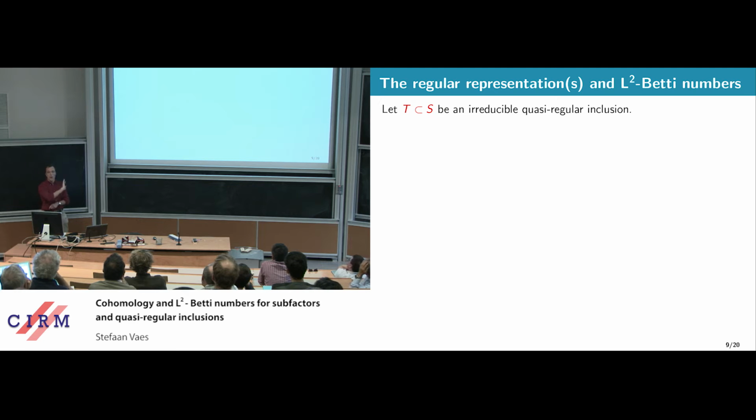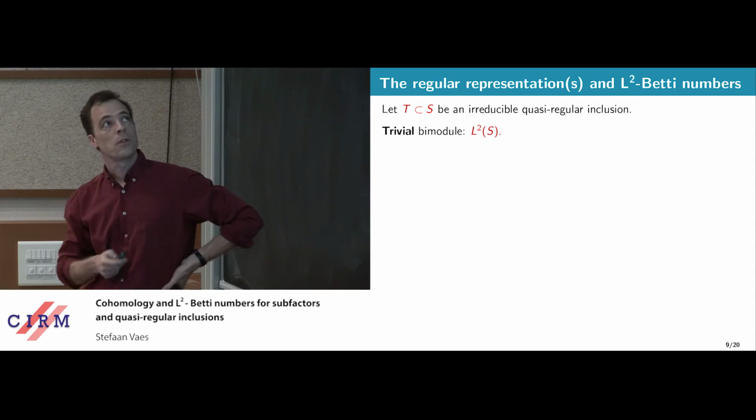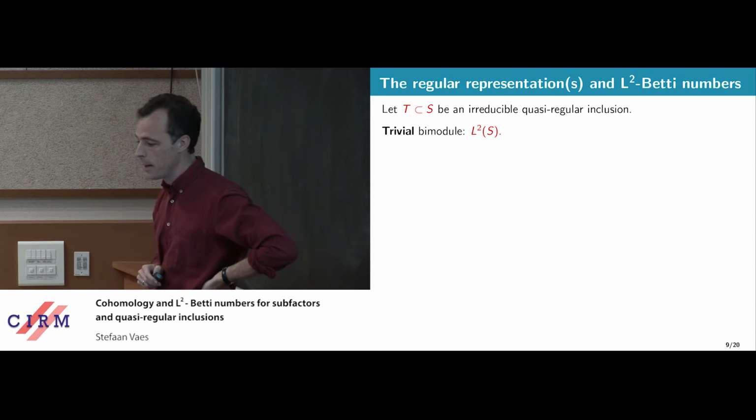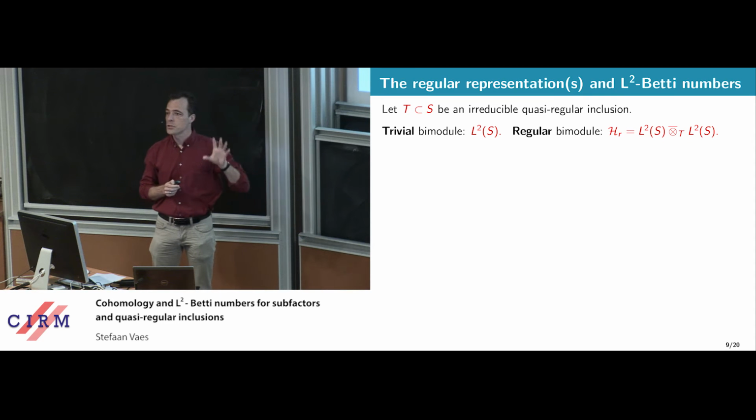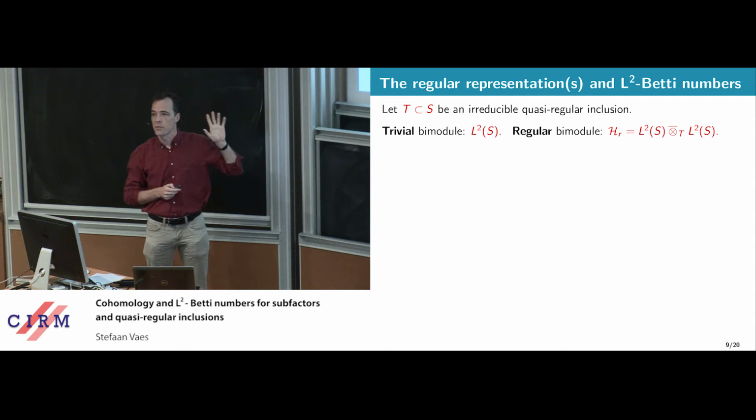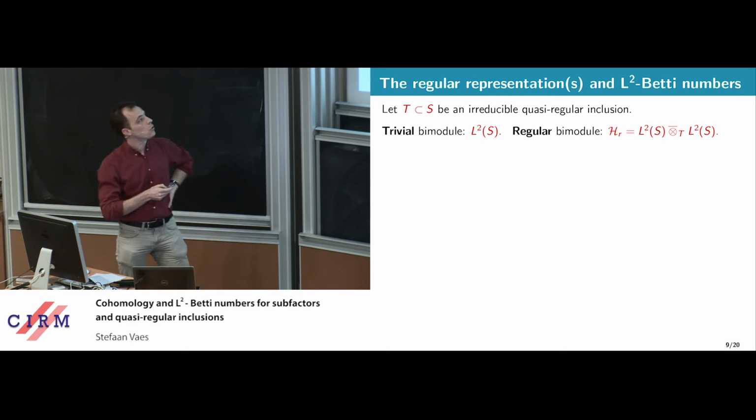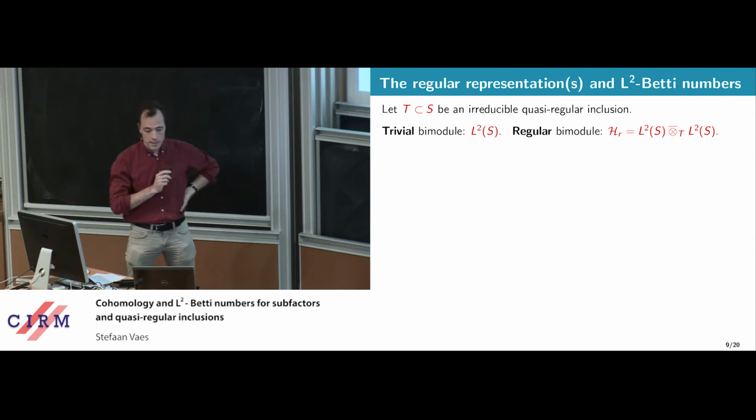So still for an arbitrary irreducible quasi-regular inclusion. So the trivial bimodule is easy to define. It's, of course, L2 of S. And the first guess for the good notion of a regular bimodule would be to look at L2 of S tensor L2 of S over T. And let me start with that one.